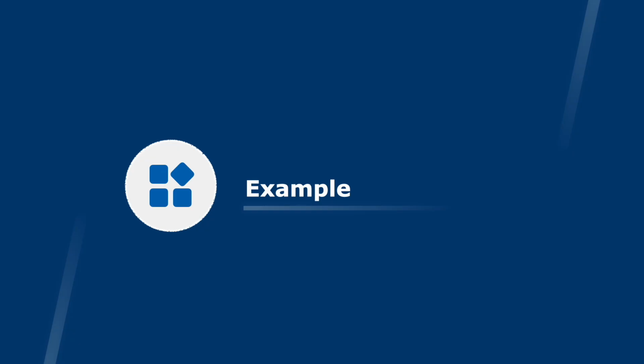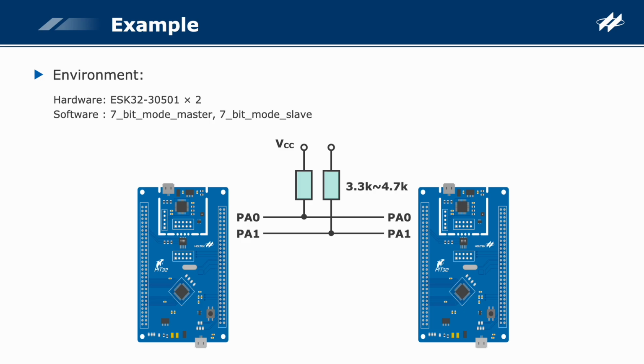Example. Next, we will introduce the I²C configuration process using the 7-bit master and 7-bit slave example.